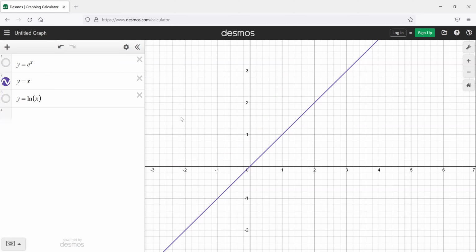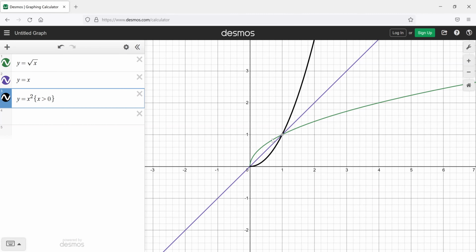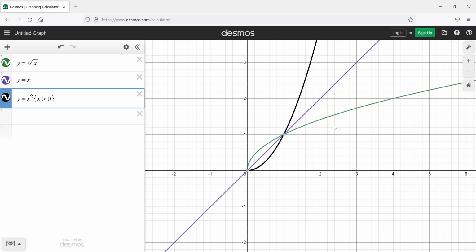So let's try another one here. Let's say we go y equals square root of x. And then watch this. I'm not going to graph it yet. I've got to do a little thing here. Okay. Are those mirrors of each other? Is the green a mirror of the black? You would agree with that, right? So the visual meaning of the inverse is that it has to be a mirror over this line y equals x.